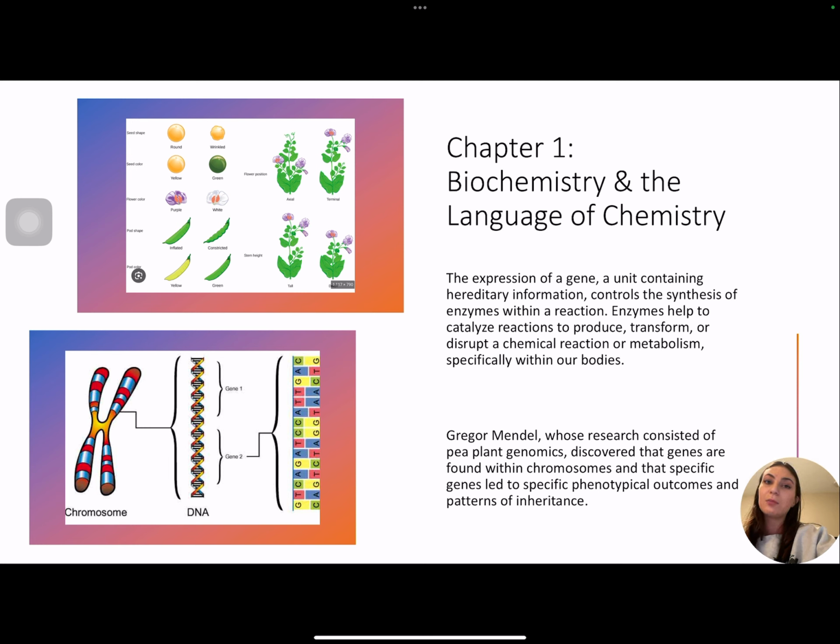Mendel cross-pollinated pea plants based on their different features to figure out which features were dominant versus recessive and how these traits were inherited between generations.